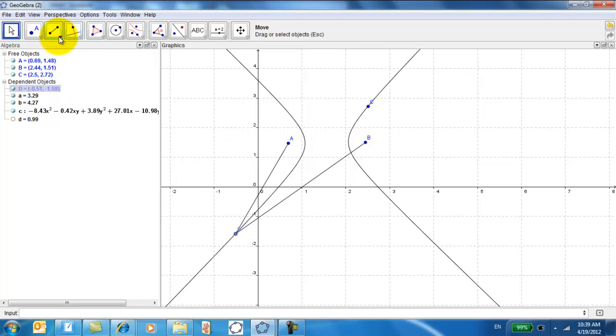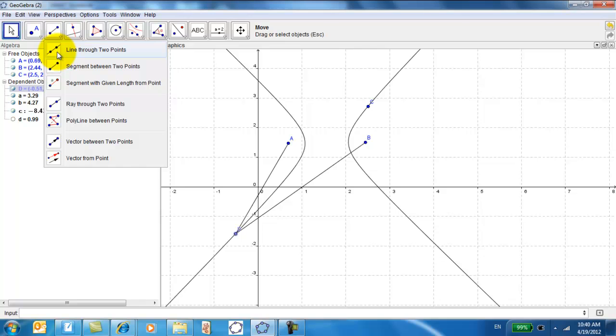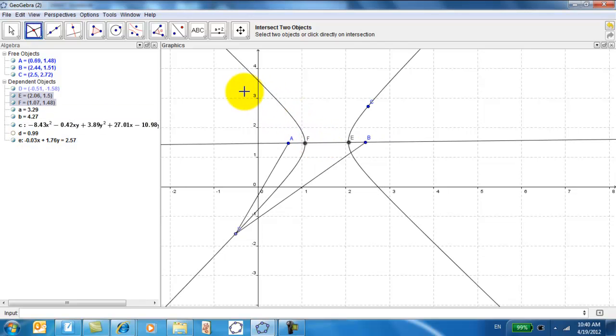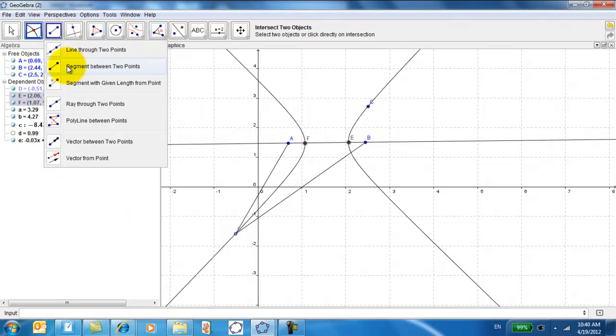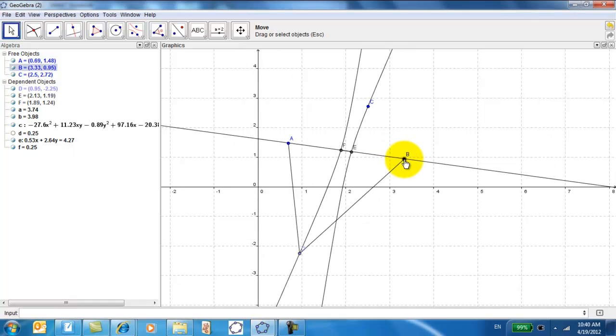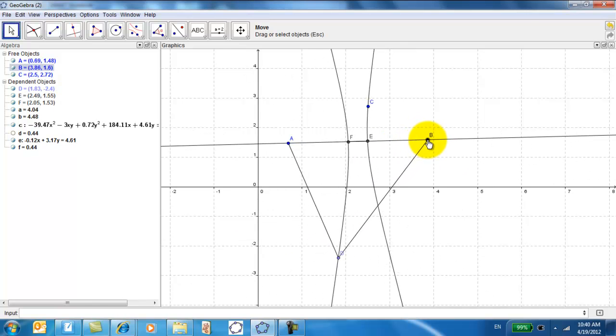And now again, we can research where the vertices are. The vertices are going to be in line with the foci, and where that line through the foci crosses the hyperbola. So let's intersect that line with the hyperbola, and those are your vertices at F and E. If we look at the distance between F and E, the segment FE, notice how it's matching that 0.99 from before. Even if we start making the hyperbola different by changing these foci, see how the difference in the focal radii is matching the distance between the vertices, and that's 2a.